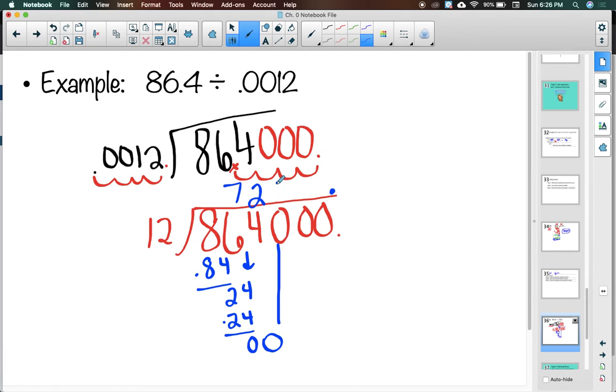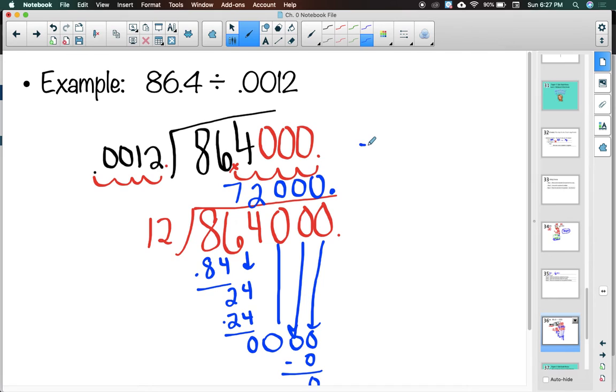12 goes into 0, 0 times. Bring down this 0. 12 goes into 0, 0 times. Bring down this 0. 12 goes into 0, 0 times. And if we want to show our subtraction, we can do that. But you are not finished until you have used every number inside the house. That's why I put the decimal there to remind us that we need to use all those places.